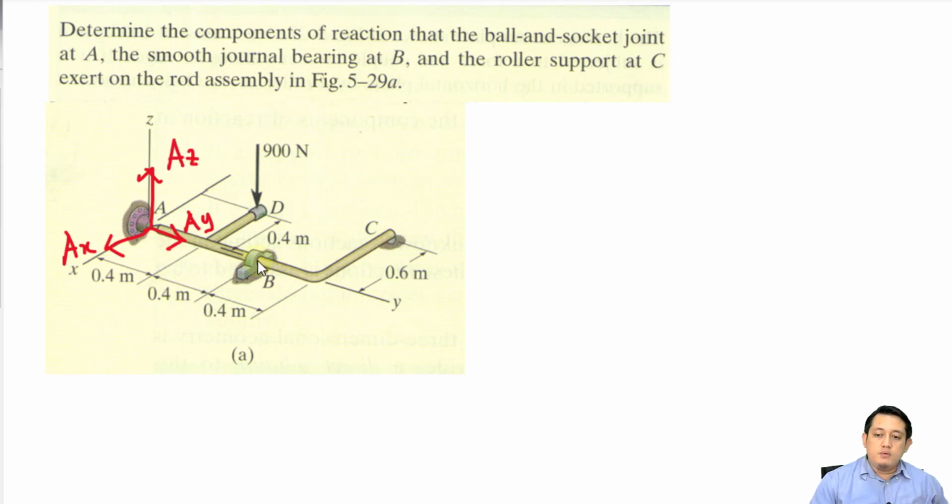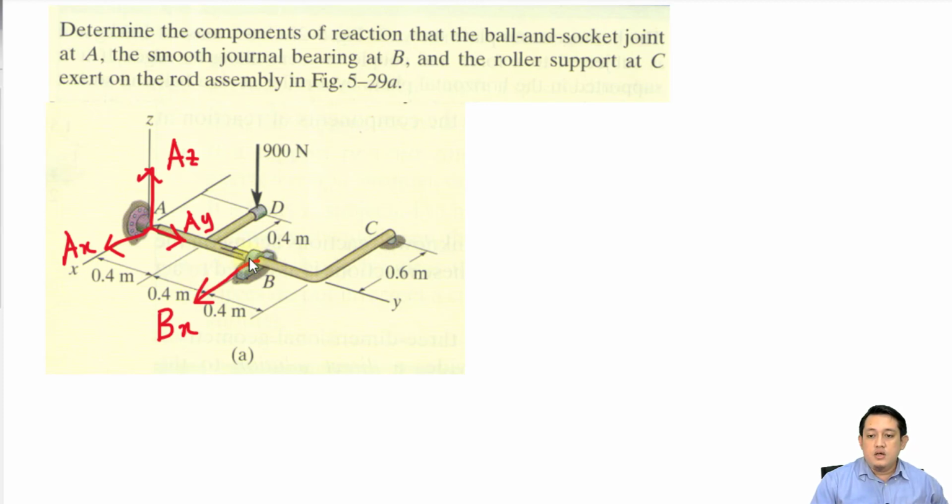What about B? Can we move this rod here in X direction? Cannot, the answer is cannot. We cannot push like this because it is a smooth journal bearing. So therefore, we will have this one. The point is B, so we label it as BX.